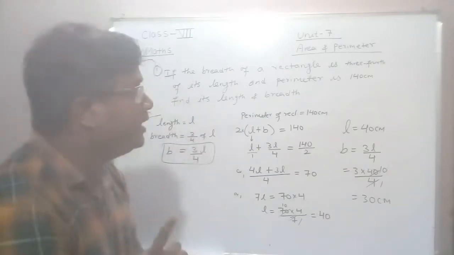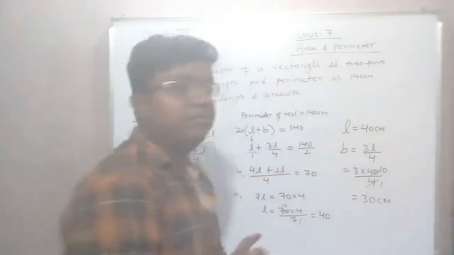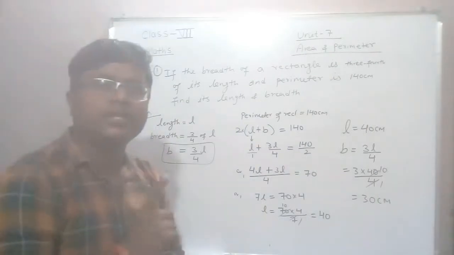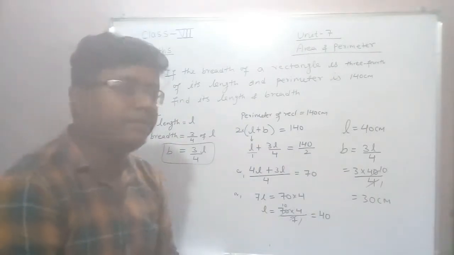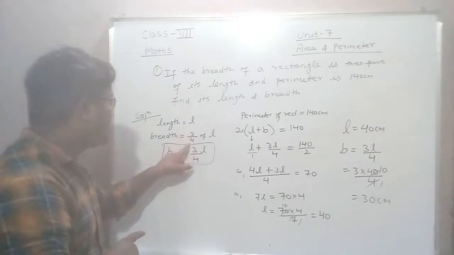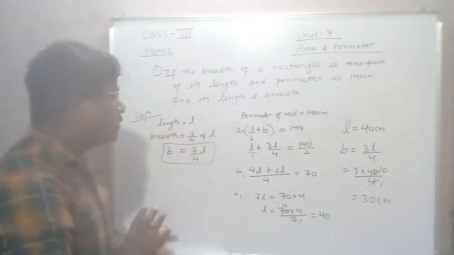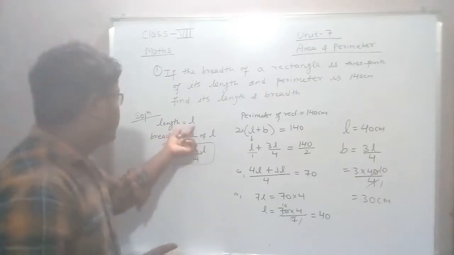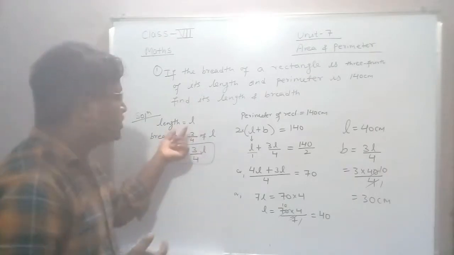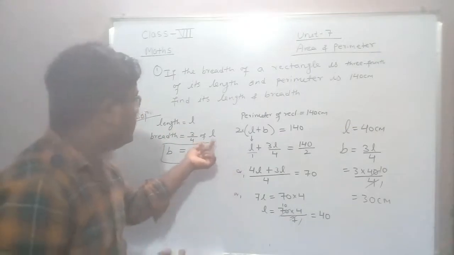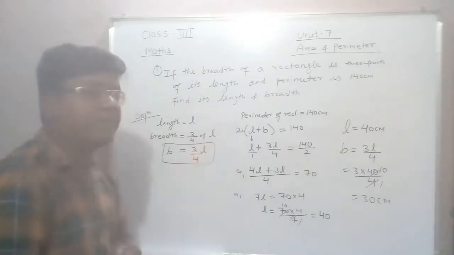The main thing is the condition here: breadth is 3/4 of its length. So 3/4 means 3 upon 4 of length. I have supposed length as L because there is not any condition. So length is L, but breadth is 3/4 of its length, so we got 3L/4.